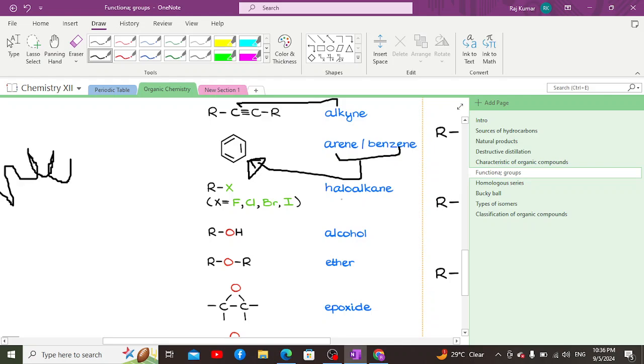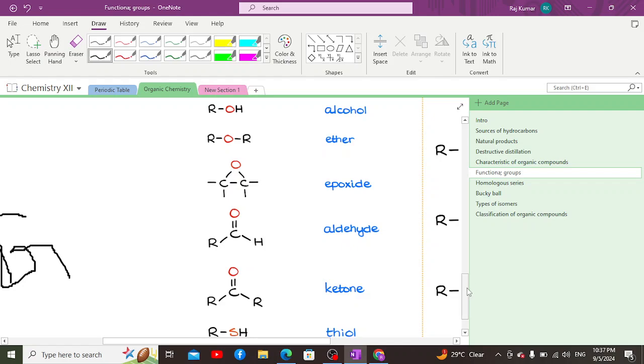After which we have haloalkane. Haloalkanes, or we also call these alkyl halides. These are known as alkyl halides, or also known as haloalkanes. But actually, they represent the halide group which is present in them. And each functional group has its own characteristics, so we are going to study that in our upcoming classes.